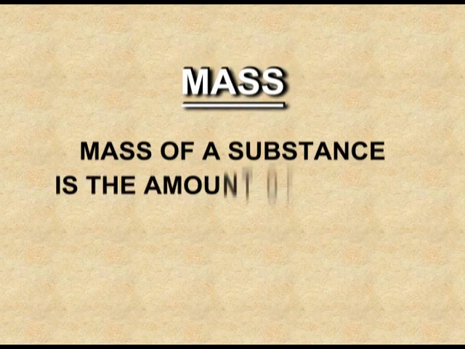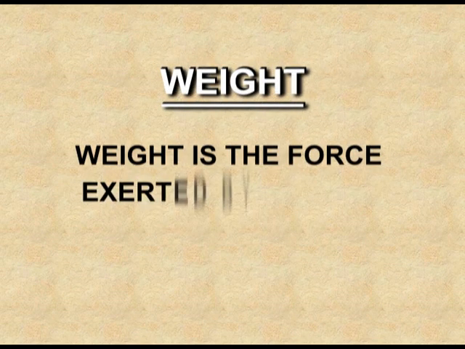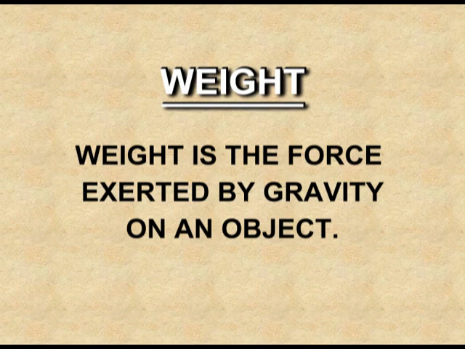These two things are altogether different. Mass is the amount of matter contained in a body or in a substance. Weight is the force exerted by gravity on an object. Mass for a substance is constant and we can measure it using an analytical balance. Gravity varies from place to place. For measuring weight, we use a spring balance.